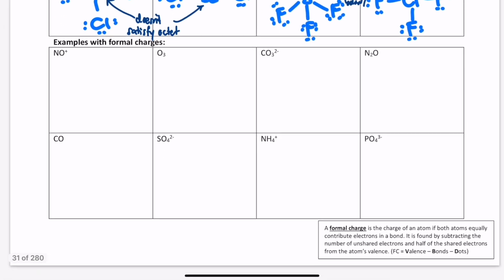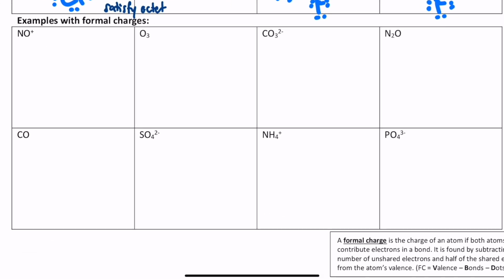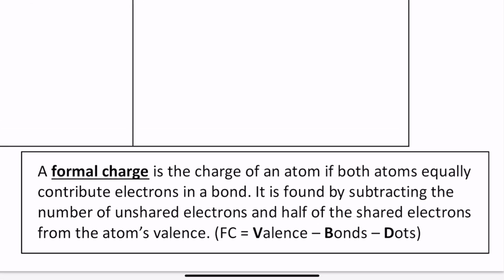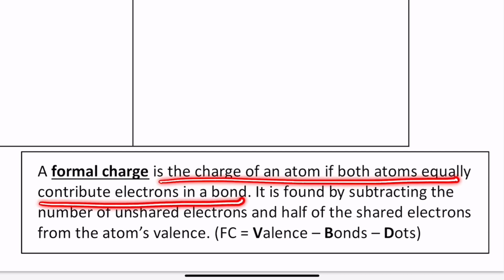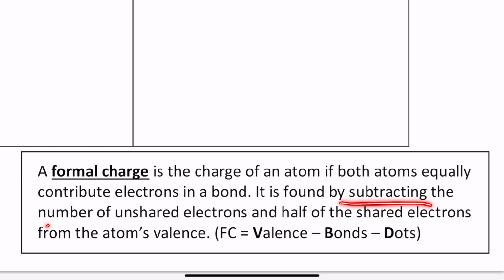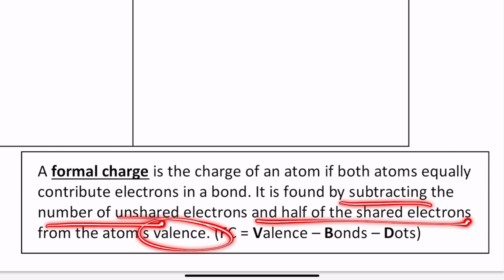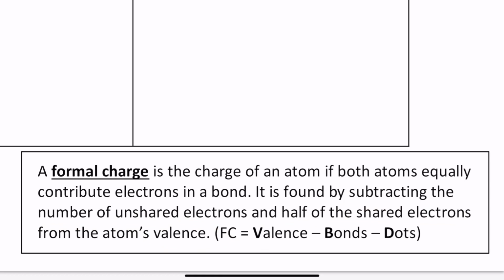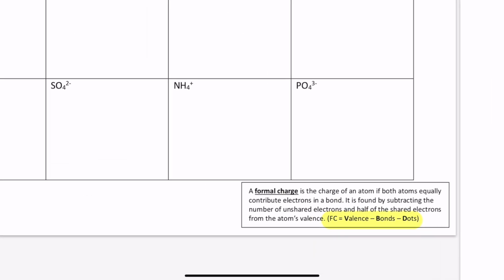We'll wrap this lesson up by looking at a lot of examples that use both of those rules but also have formal charges. Now, formal charges, to reiterate what we said in the beginning, is the charge of an atom if both atoms equally contribute electrons in a bond. We get them by subtracting the unshared electrons and half of the shared electrons from whatever the valence of that element is. And I just memorize this. It's the valence of an element minus the bonds it's making minus the dots in that structure.